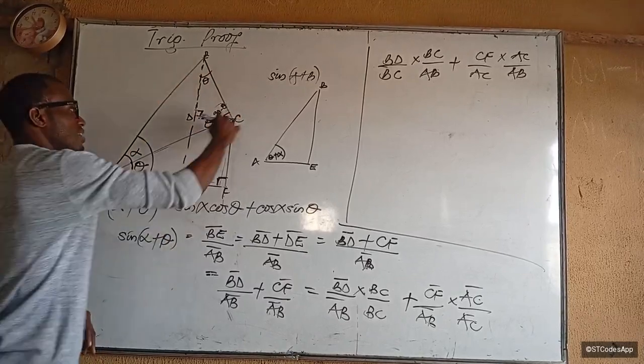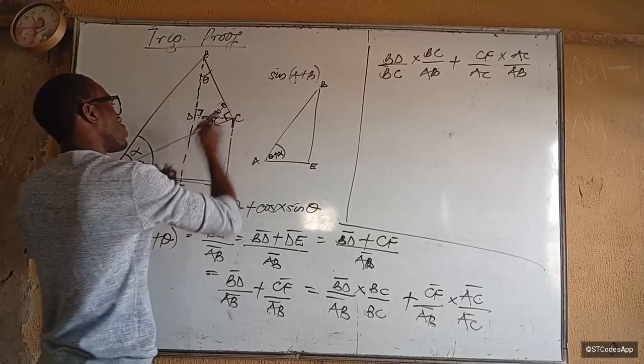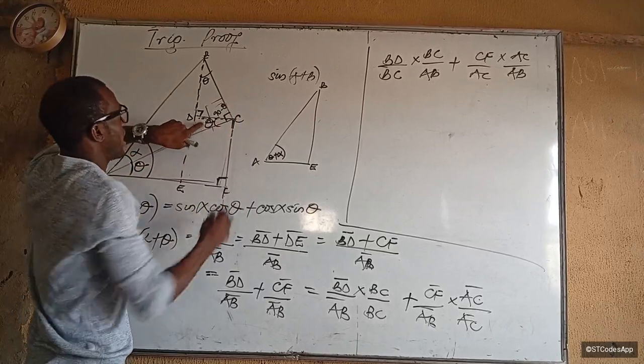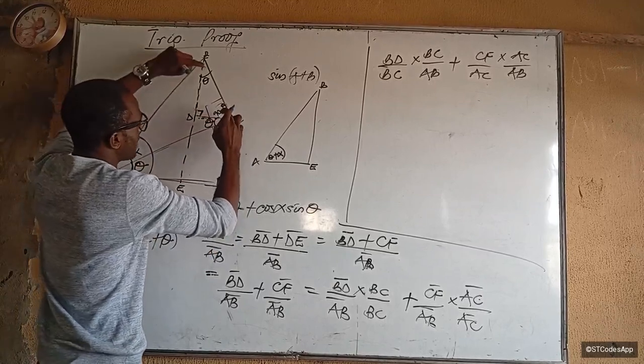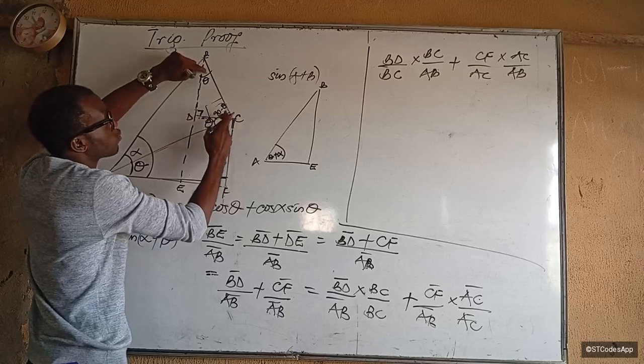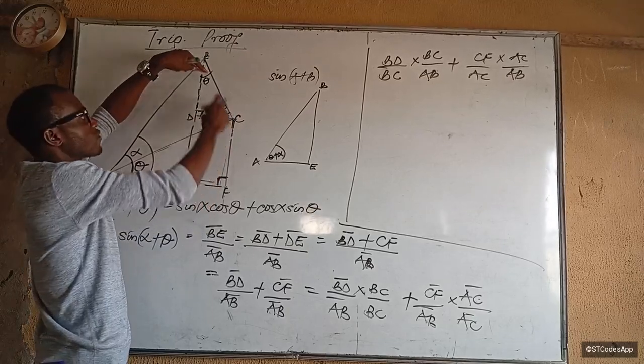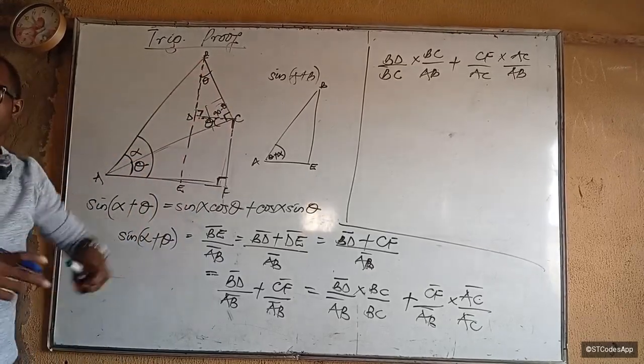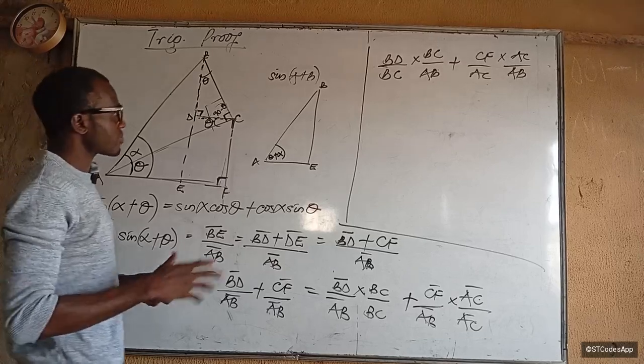I hope you understand. If these two places together make 90, and this small place is theta, and this place is 90, it means these two places must also make 90. Do you understand? So that means that this place must be equal to this place, which is also equal to this place. Exactly. All right.